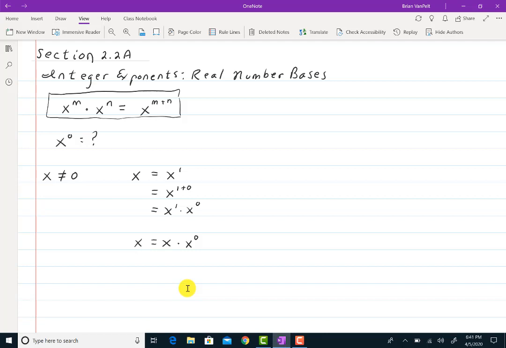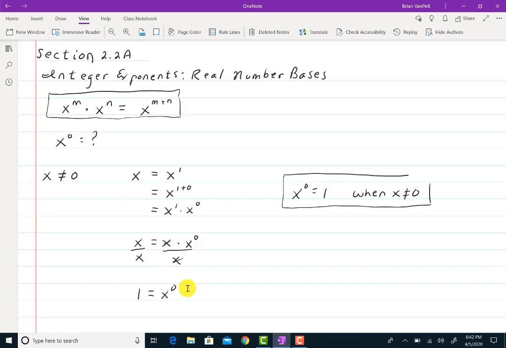Now, if I want to figure out what x to the 0 is, I'm going to get it alone on one side of the equation. So I'm going to divide both sides by x. On the left side, you know that x over x is 1, and on the right side, these x's cancel, and I'm left with x to the 0. So that's what we have. The rule is this: x to the 0 equals 1 when x is not equal to 0. So there's a rule, the rule of the 0 exponent. I don't even know what it's called. Let's just call it the 0 exponent rule.